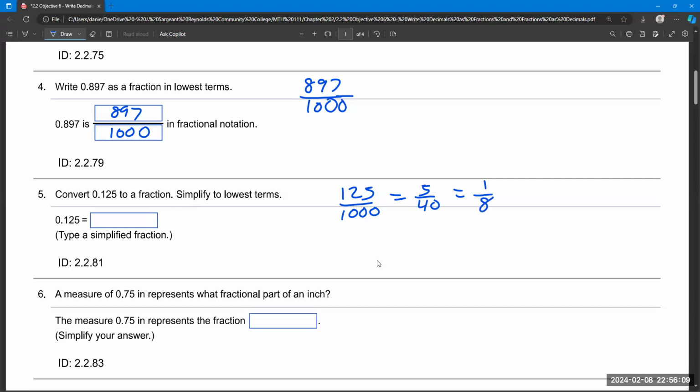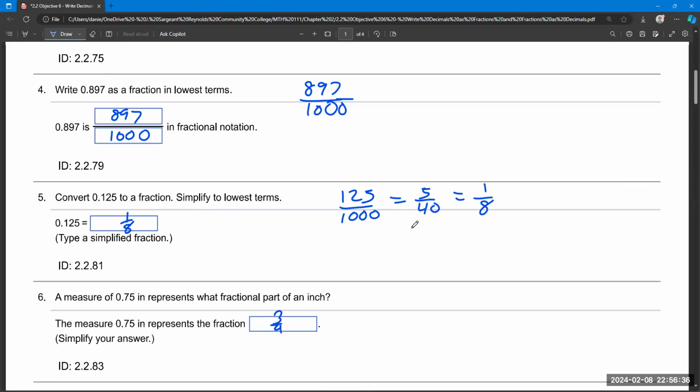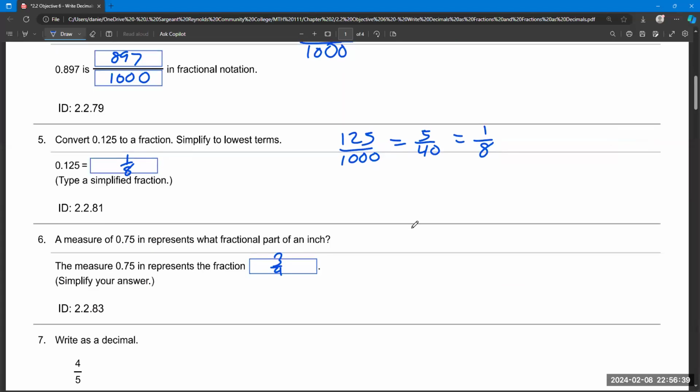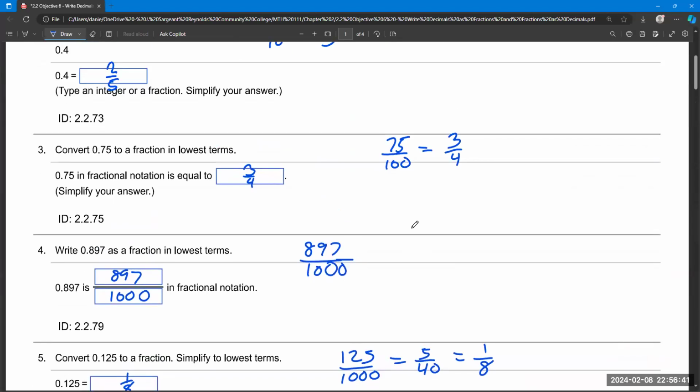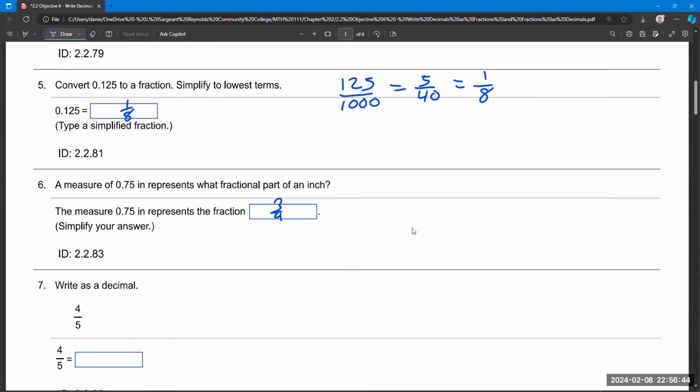You can see that it's half of a quarter. If you multiply 0.125 times 2, you get 0.25. So half of 1/4 is 1/8, so it makes sense. This is 1/8. Same question we got in a different form earlier. So that's 3/4 of an inch.